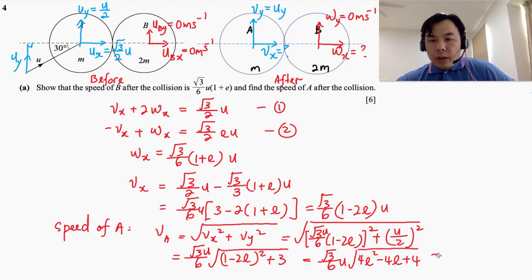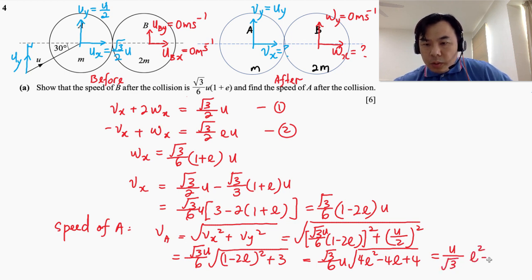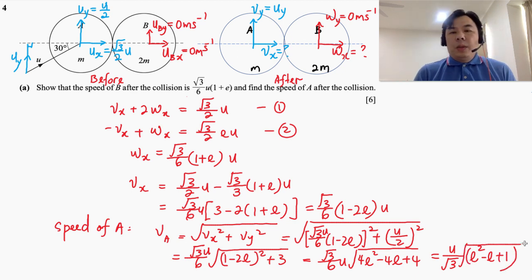Okay, and then further simplifications, eventually you will end up with, okay, hold on, this one is 4, you can take it out. I try to simplify that much more. Eventually you will end up with this. I think it's e squared minus e plus 1. And then there you have it. That will be the speed of A after collision.